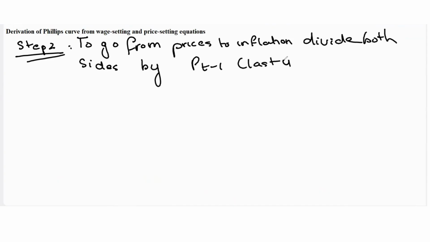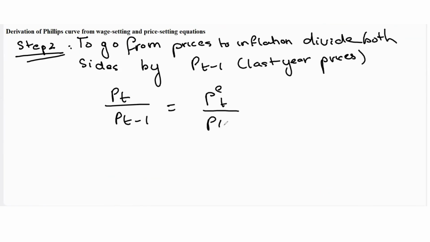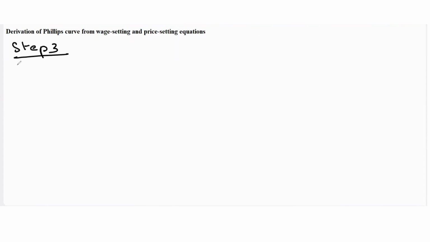That's why it was important to add the time subscript, so that Pt will represent this year's prices and Pt-1 will represent last year's prices. So we will divide both sides by Pt-1. So this is the next step: Pt by Pt-1 equals (1 + m) and so on. We've just done that, we divided both sides by Pt-1. Now this was step 2.